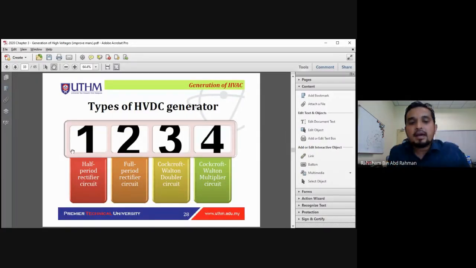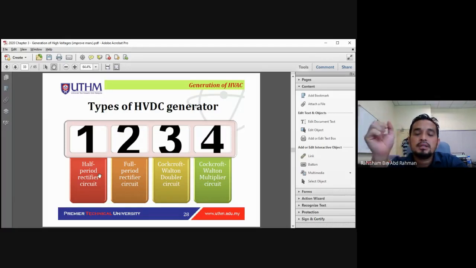HVDC. We have 4 categories. How we generate the HVDC is purely by using the rectifying circuit. We have the HVAC plus the rectifier, then that will give you the HVDC. We have the half wave, we have full wave, full period, we have half period, we have a Cockcroft-Walton double circuit, and we have the Cockcroft-Walton multiplier circuit.